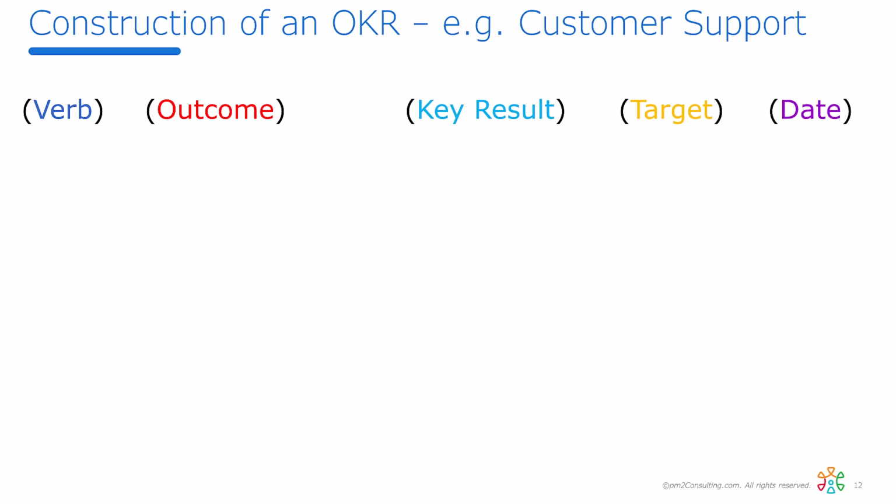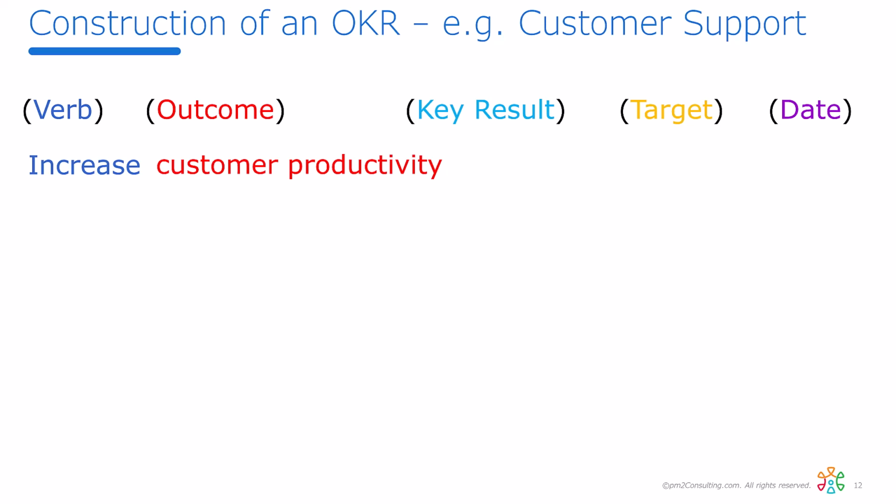So as a quick recap, this is kind of what an OKR would look like. So let's say we're doing customer support. It's going to be verb, outcome, key result, target, date. So in this case, we want to increase customer productivity. The example we're using is a medical devices company. And if someone has a concern, they're calling up customer support because their machine's not working. They need to become productive again. And our goal is to get them that way.